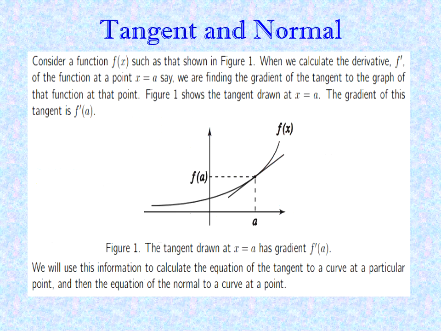Tangent and normal. Now first learn the theory part of tangent. Consider a function f(x) such that shown in figure 1. When you calculate the derivative f dash of the function at a point x equal to a, we are finding the gradient of the tangent to the graph of the function at that point. Here the given figure shows the tangent drawn at x equal to a. The gradient of this tangent should be f dash a. We will use this information to calculate the equation of the tangent to a curve at a particular point, and then the equation of the normal to a curve at a point.